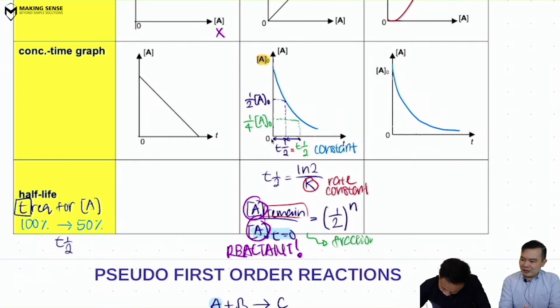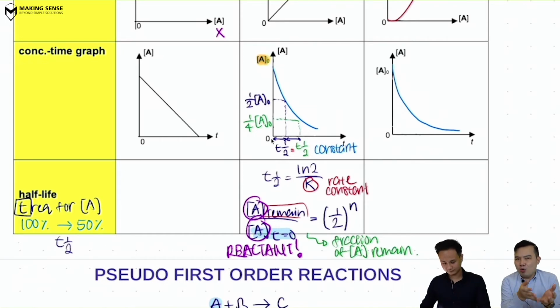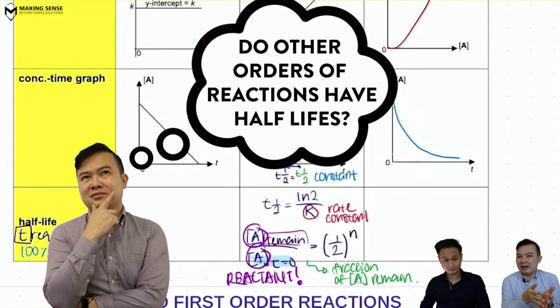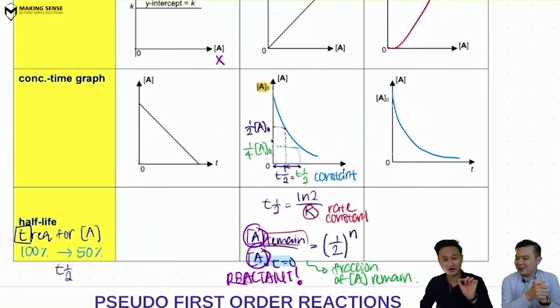Great. Now, Mr. Tim, can I throw you a question over here? Go ahead. For first order reactions, we are looking at half-lives, right? Does that mean that only first order reactions have half-lives? Do other orders have a half-life or not? Well, that sounds so fishy. Of course there is half-life.